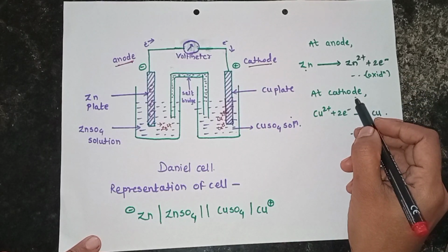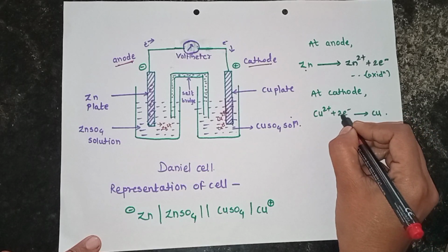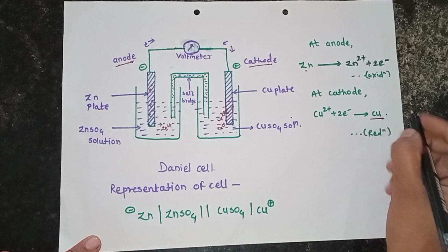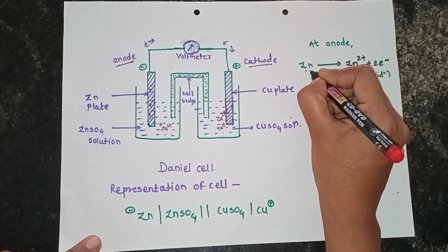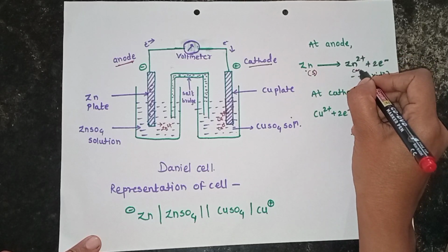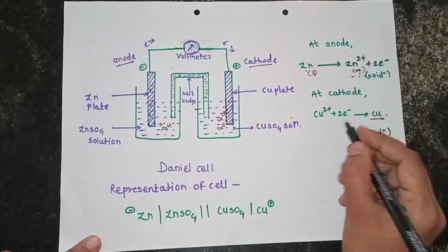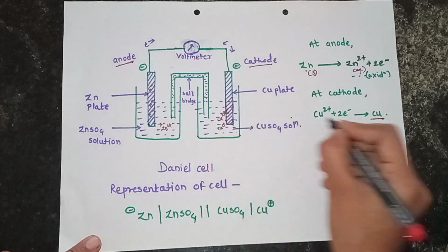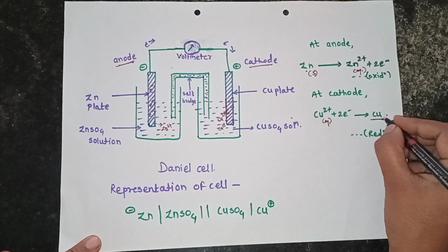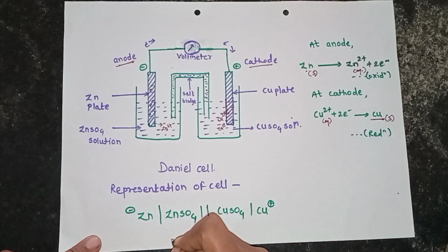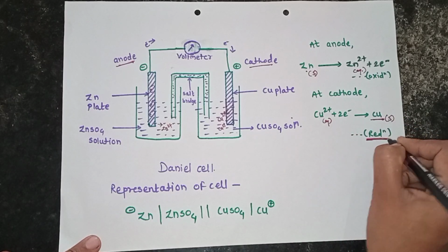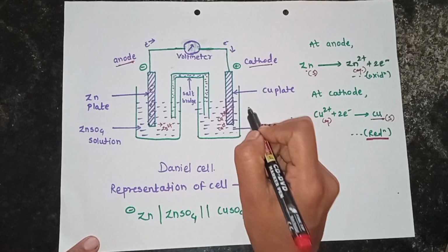At the cathode, the reaction is that Cu2+ ions accept the electrons and form solid copper. At the anode, zinc is solid, and when it produces its ions they become aqueous. At the cathode, Cu2+ ions are aqueous in the solution, and when they accept the electrons they are converted into the solid state. So the reduction reaction takes place at the cathode.